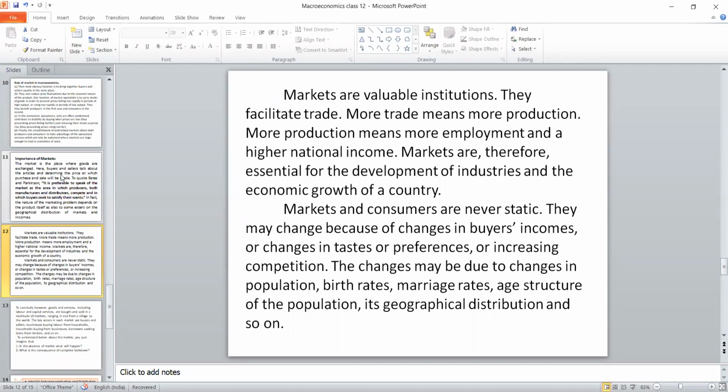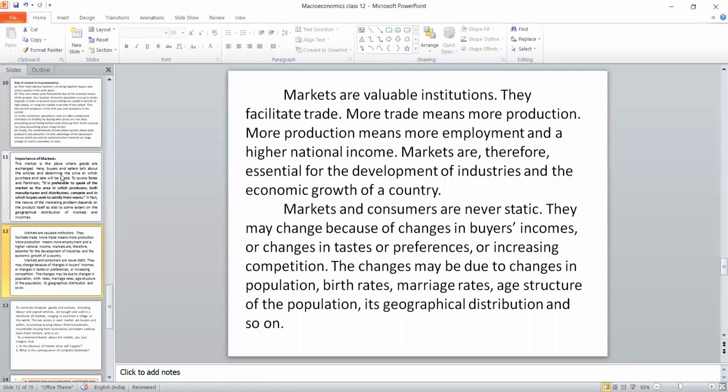The next question we are able to get is whether the market is static or dynamic. Understand one thing, the consumer is not static. Once the consumer is not static, definitely the market should be dynamic only. It can never be static, because the income of the consumer, the taste and preference of the consumer, and the competition between the consumers keep on changing. Because of this, a market cannot be a static one. Definitely it is a dynamic one, which changes all these.